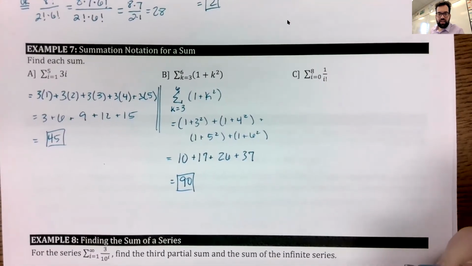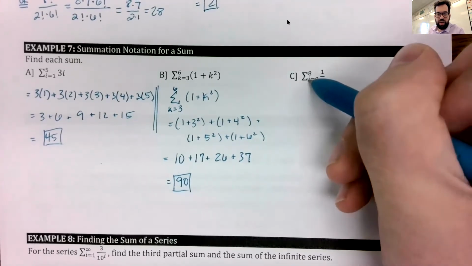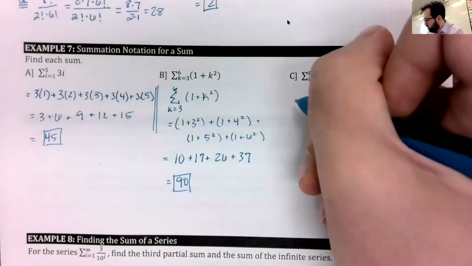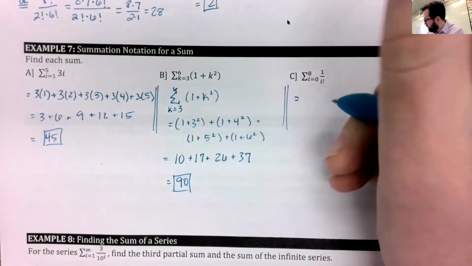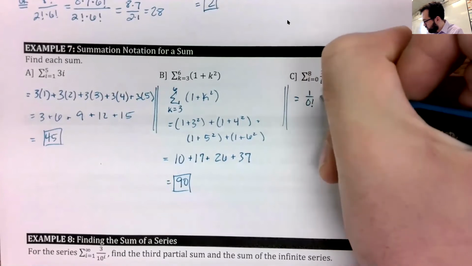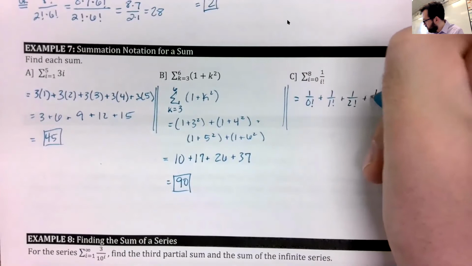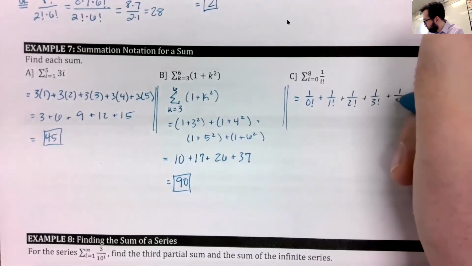Let's check out this last one here. The summation from i equals 0 to 8 of 1 over i factorial. So this time we get 1 over 0 factorial plus 1 over 1 factorial, etc., all the way through 8.